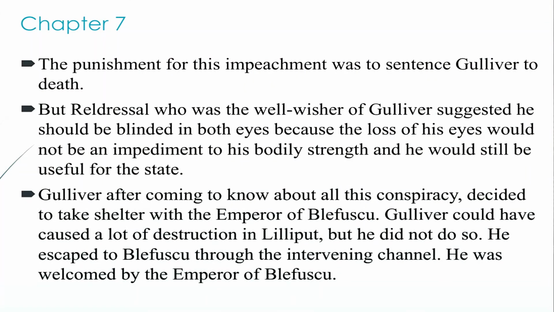The punishment for this impeachment was to sentence Gulliver to death. But Reldresal, who was a well-wisher of Gulliver, suggested he should be blinded in both eyes because the loss of his eyes would not be an impediment to his bodily strength and he would still be useful for the state.